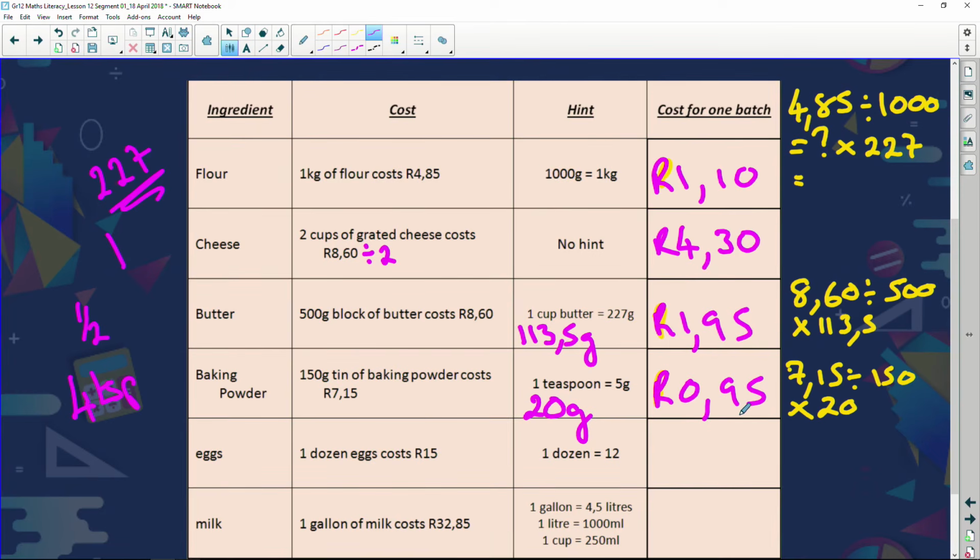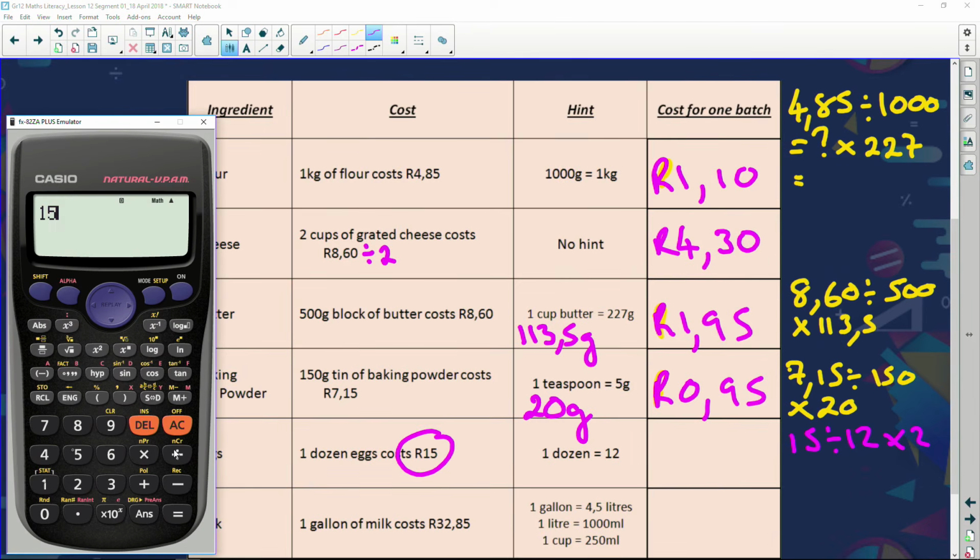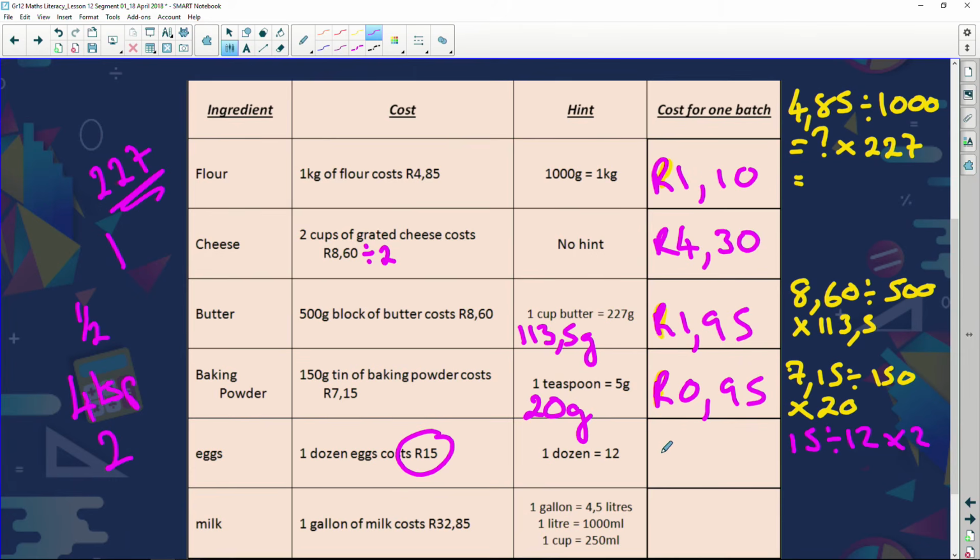Cool. Now eggs. 1 dozen eggs cost 15 Rand. This recipe says I need 2 eggs. So I've got 15 Rand. I'm going to divide it by 12 to find the cost of 1 egg and then times it by 2 to get the cost of 2 eggs. So 15 Rand divided by 12 means each egg costs 1 Rand 25. Times it by 2, and 2 eggs now cost me 2 Rand 50.